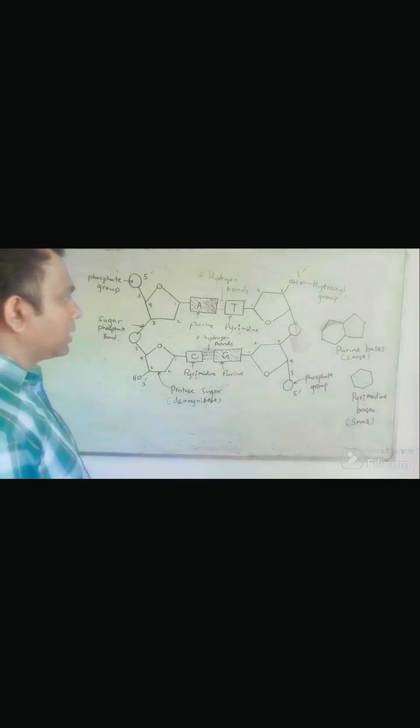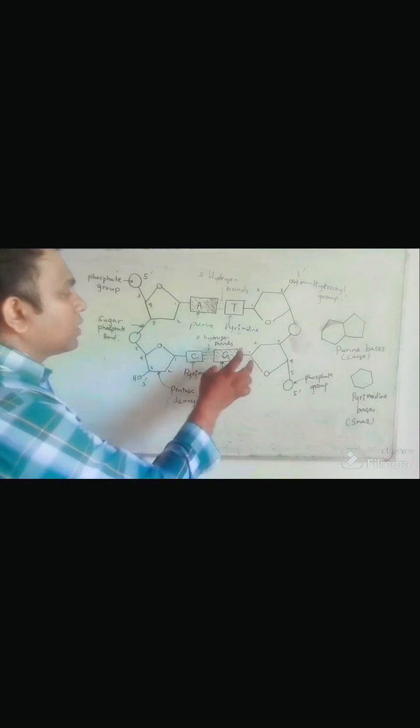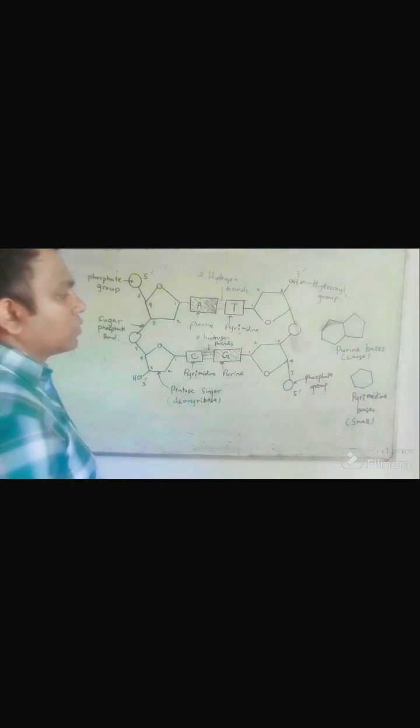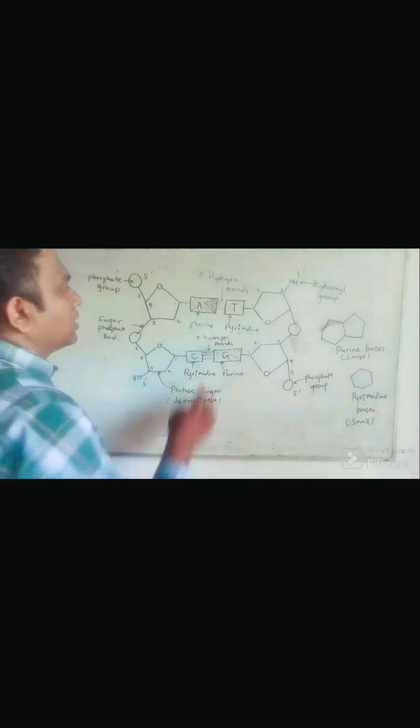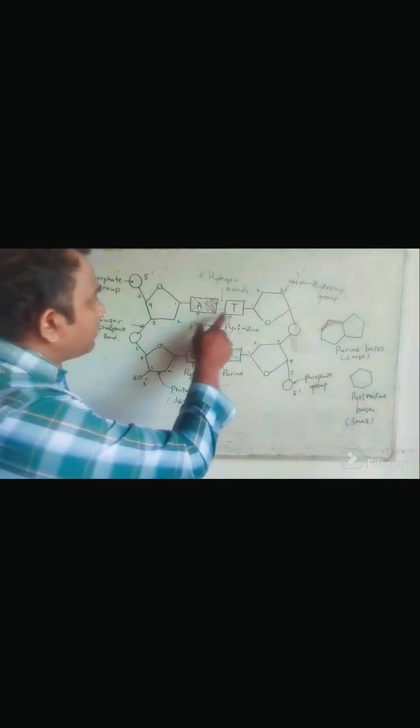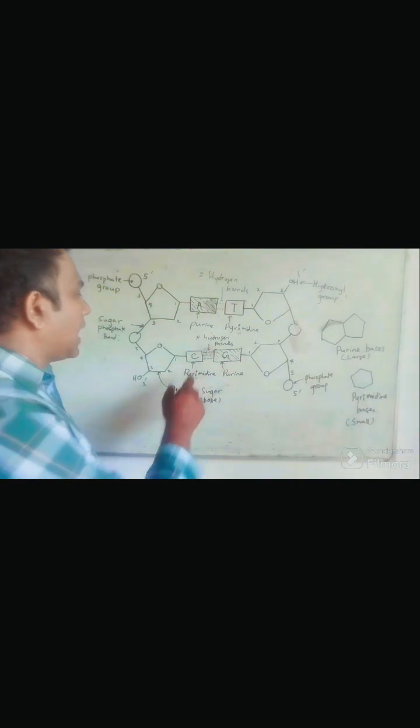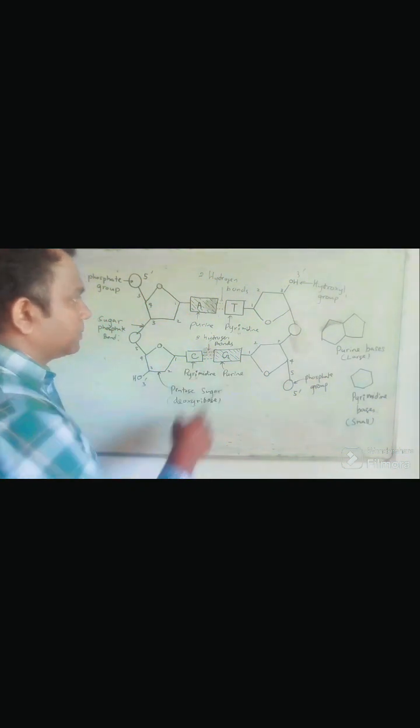Once it comes to purine bases, which are larger ones, you can identify adenine and guanine here. Once it comes to pyrimidine, you can identify cytosine and thymine. So adenine pairs with thymine and cytosine pairs with guanine.